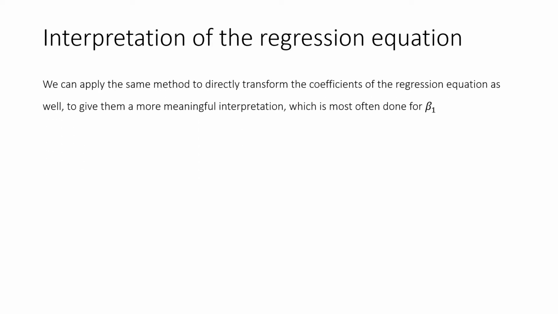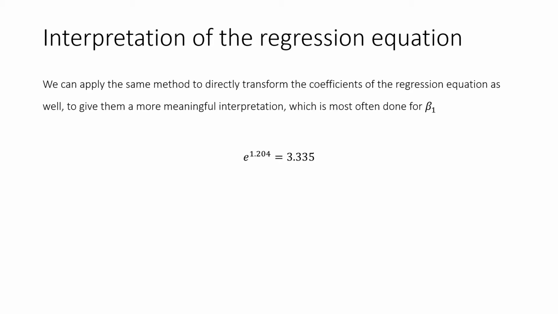Now, additionally, we can apply that same transformation to directly transform coefficients from the regression equation to a more meaningful interpretation. Now, this is most often done for the regression slope, so beta 1. So as we saw earlier, in the regression equation, we saw that the regression slope had a value of 1.204. So we can exponentiate that value and we arrive at the value of 3.335.